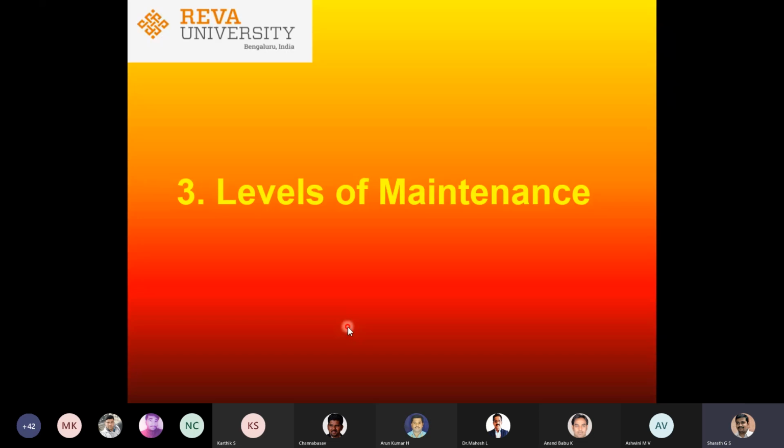So in civil aviation, these maintenance levels are addressed with different names like A, B, C, and D check. As the maintenance level increases, the level of maintenance that is carried out will also increase.